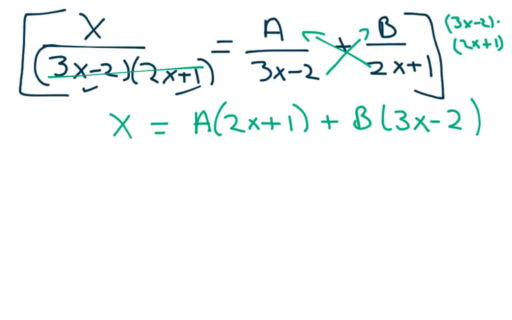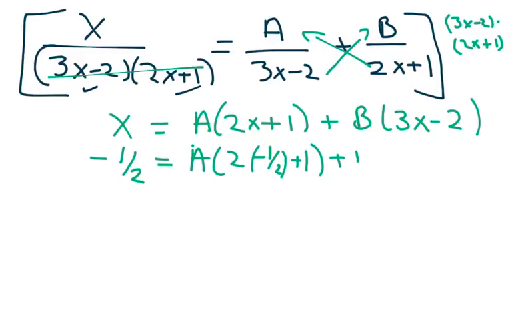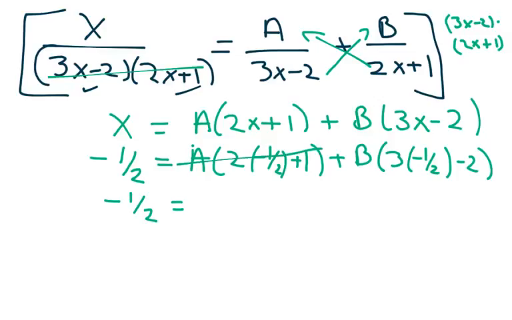Okay? So this is 31. What we can do is let x be negative 1/2. If we do that, the a goes away. So I'll just write it out: 2 times negative 1/2 plus 1 plus b times 3 times negative 1/2 minus 2. That yields negative 1/2 equals 0a. That cancels, so it's negative 1 plus 1. And here we get negative 7/2 b.